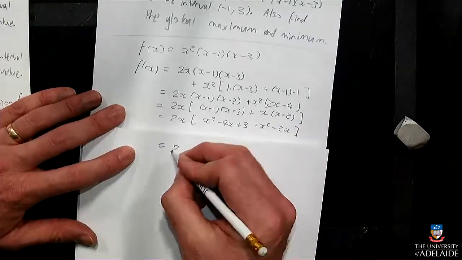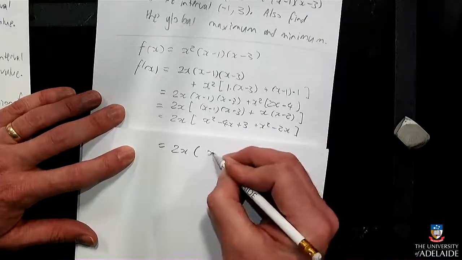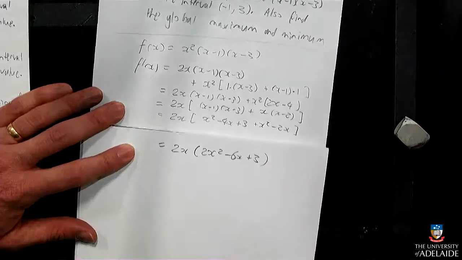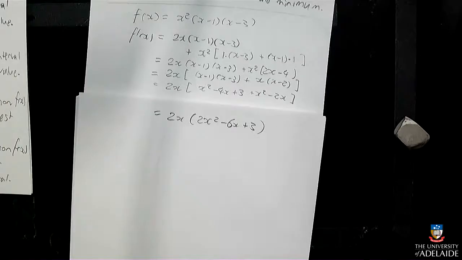So I've got 2x squared minus 6x plus 3, which does not look fun to factorise. So it looks like I'm going to have to use the quadratic formula. No, can't be bothered. Quadratic formula it is.